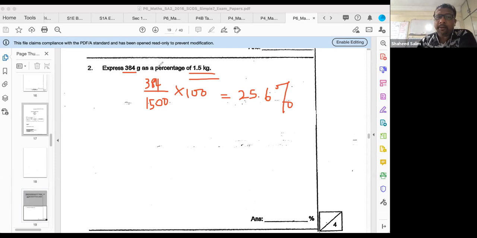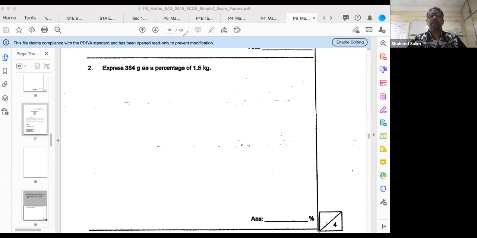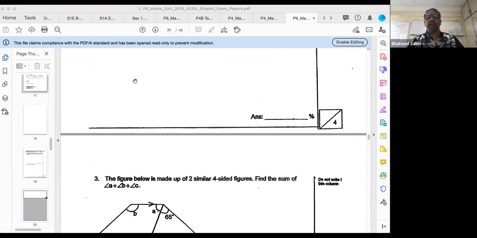So remember, in order to make a percentage, you must express numerator over denominator. This one is bigger, below down here. 1,500, 384 on top, times 100, that's all. Darwish, okay? Darwish, you get it? Yes, must be able to do this. Okay, we move on to the next one.